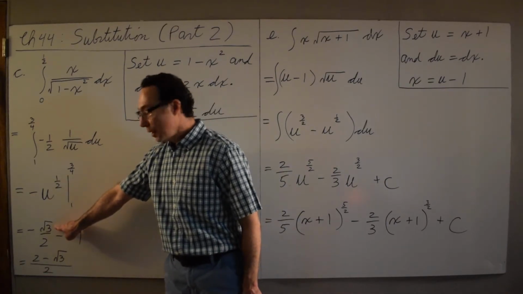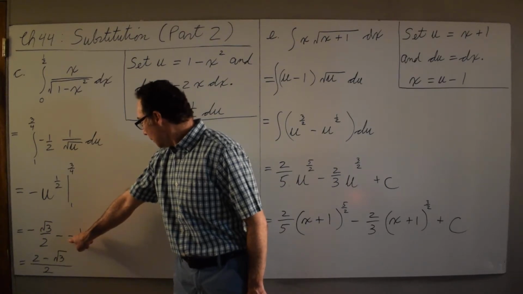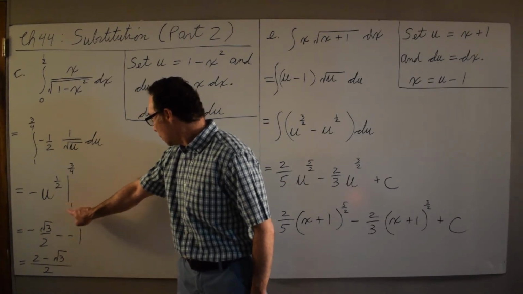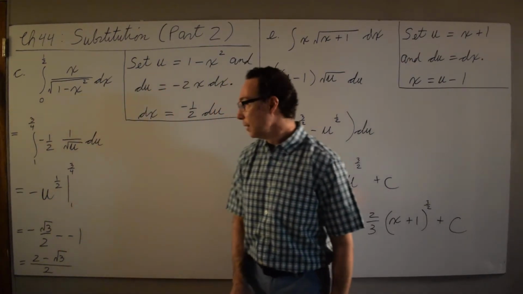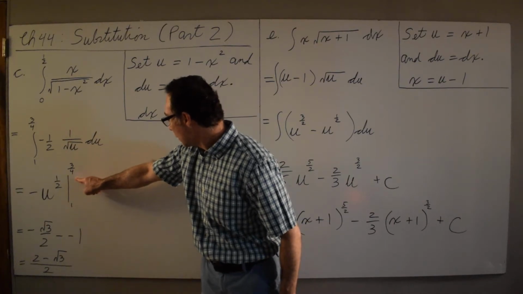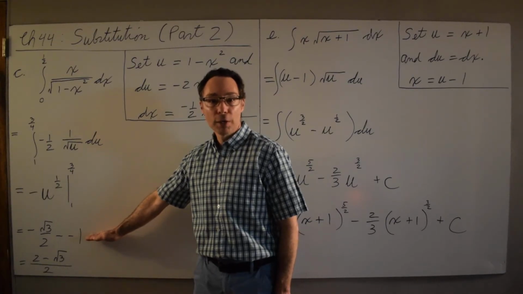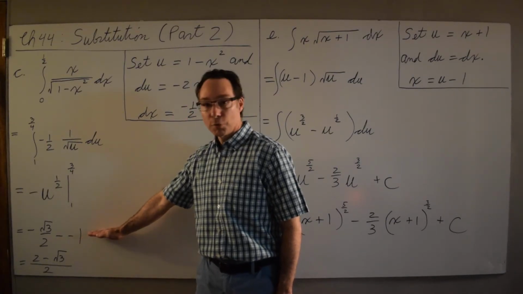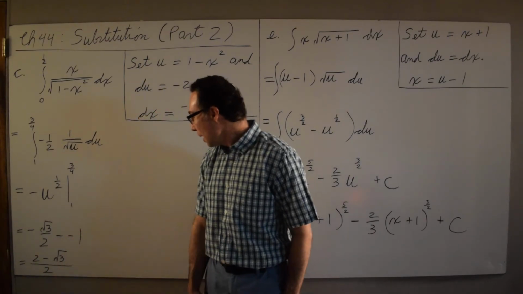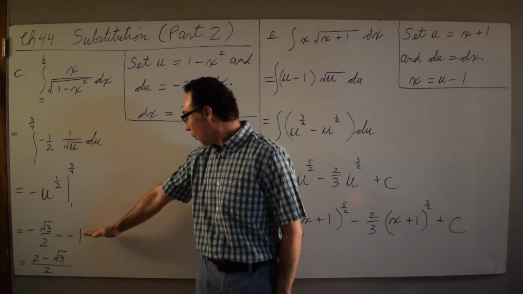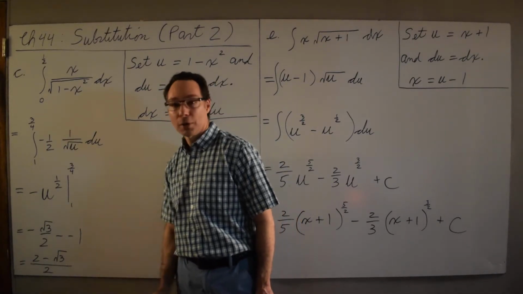So we have negative square root of 3 over 2 minus our negative 1. Negative 1 is what we get when we substitute 1 into negative u to the 1/2. This is a subtraction sign. That is part of the definition of this. And so we can simplify this. This is 1 minus square root of 3 divided by 2. I'm not picky about that. You can leave your answer like this, or 1 minus square root of 3 over 2, which is in the notes, or like this.